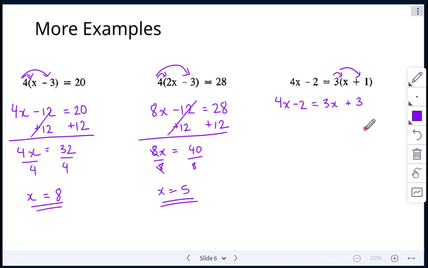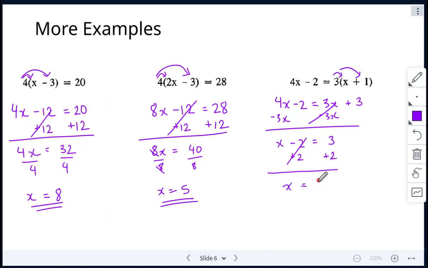Now it looks like a type 3 equation. We need to take this 3x and bring it over to the left side, so subtract 3x on both sides. 4x minus 3x is 1x, or just x. So x minus 2 equals 3. Then we'll add 2 to get rid of that, and we'll be left with x is equal to 5.